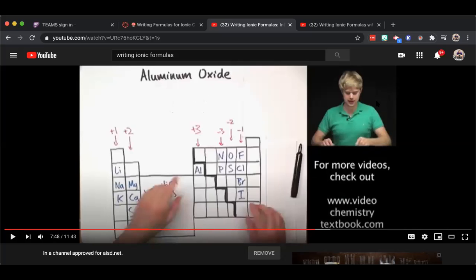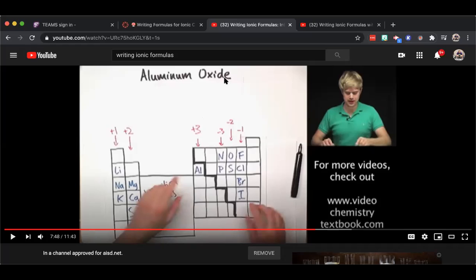All right, so let's look at this one, aluminum oxide, sorry, I almost said magnesium oxide. All right, so aluminum oxide. So aluminum, what symbol is aluminum? And based on where it's at, what charge does it have? Okay, so aluminum's Al, it's right here, it's a group 13. So if I go up here, it's a +3.